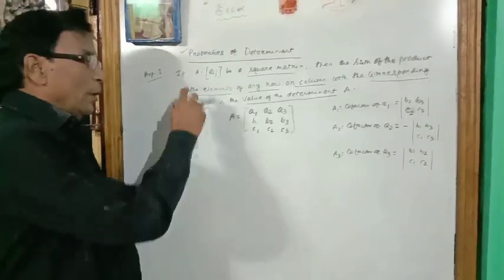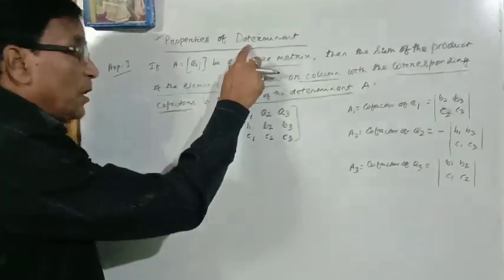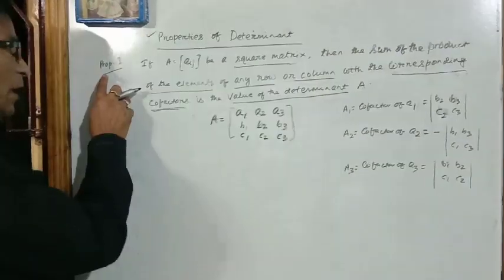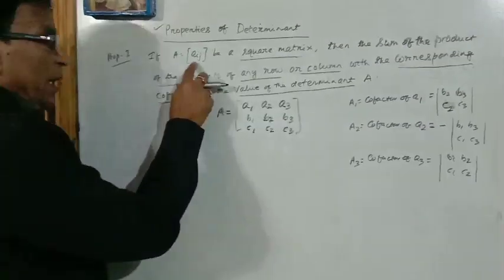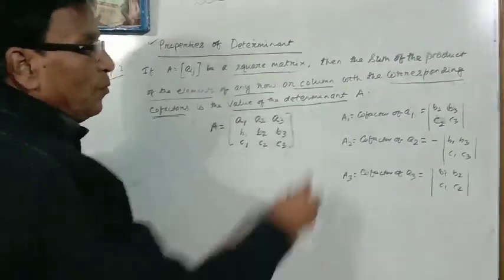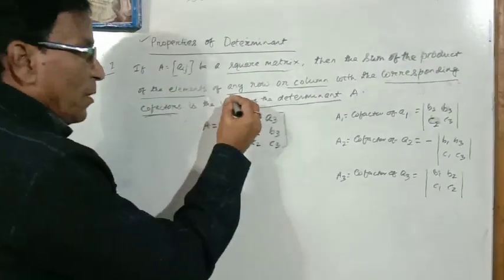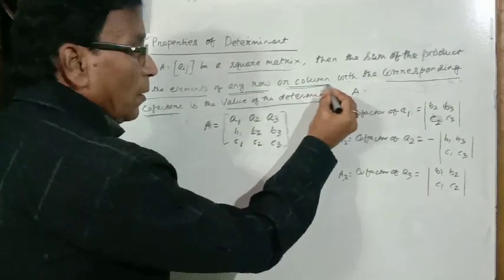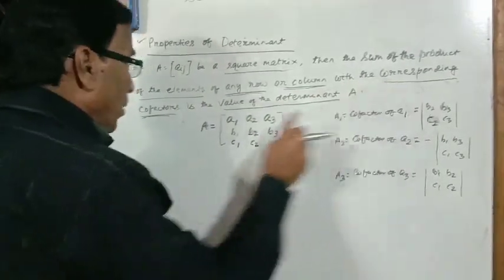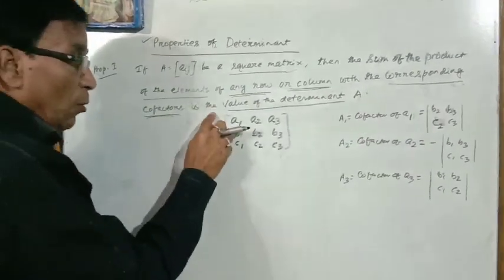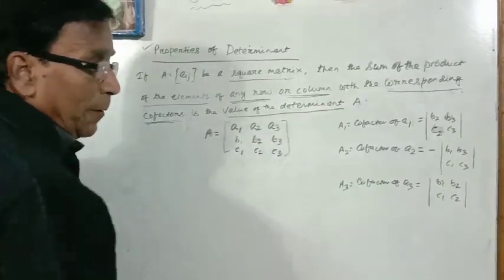Today we'll discuss the properties of determinants. So what is the first property? If A is a square matrix, then the sum of the products of the elements of any row or column with the corresponding cofactors is always the value of the determinant A.